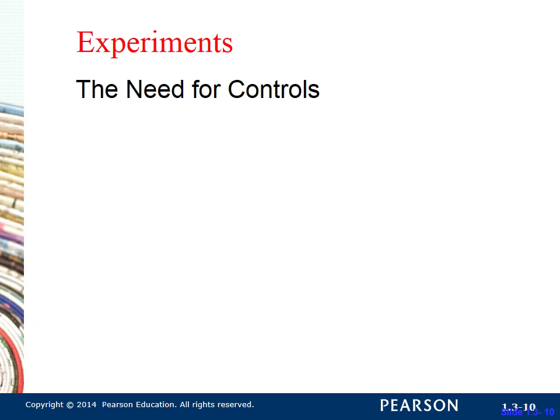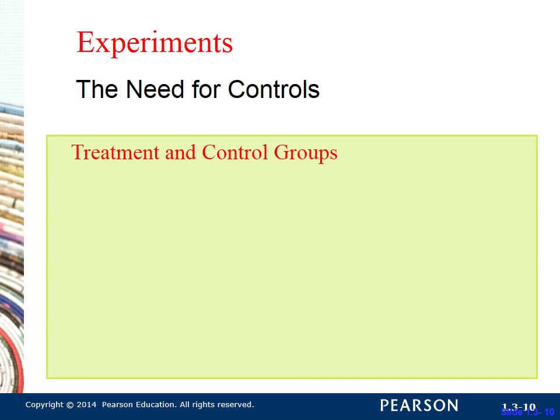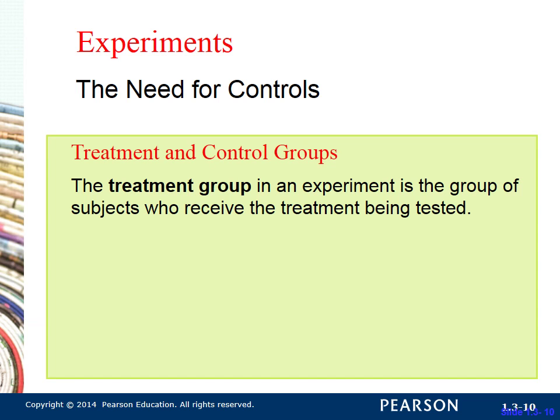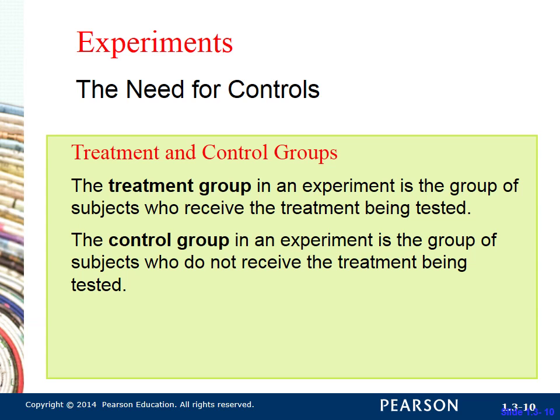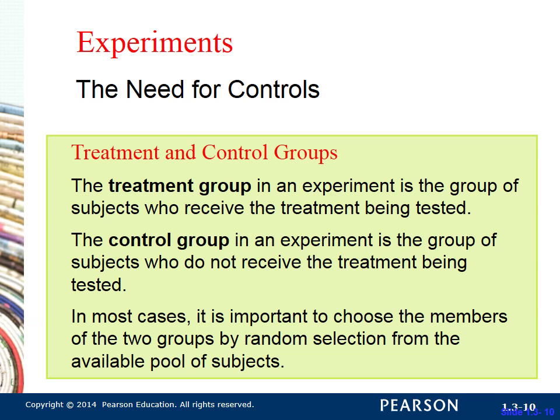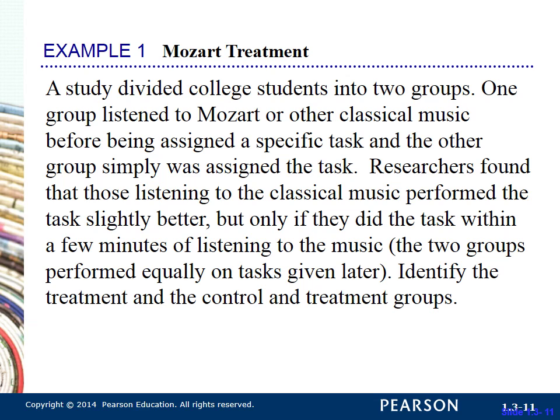All right, an experiment. Now we all know what an experiment is, but in order to know if it's making a change or not, we have to have what's called a control. So we separate the groups that get the experiment into the treatment group and the control group. The treatment group gets the treatment, the control group does not receive the treatment. In most cases, you want to choose those by random selection from an available pool of subjects. So you have to choose each group randomly and who gets which group.